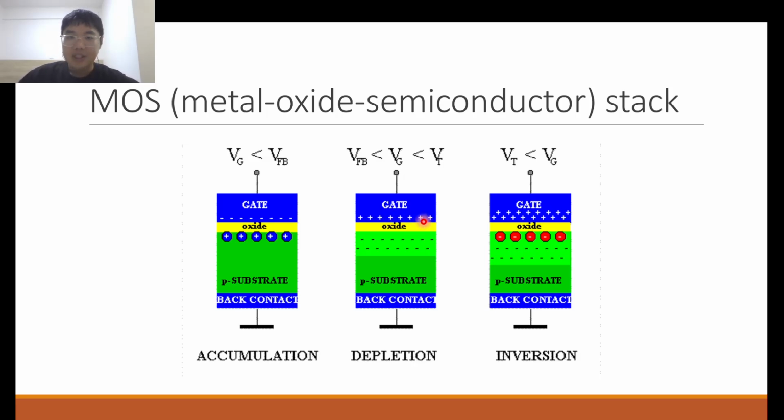However, consider the case where you apply a positive gate voltage. What it does is that it repels the holes away. And so what is left behind? What is left behind is negative fixed charges. They are fixed in position.